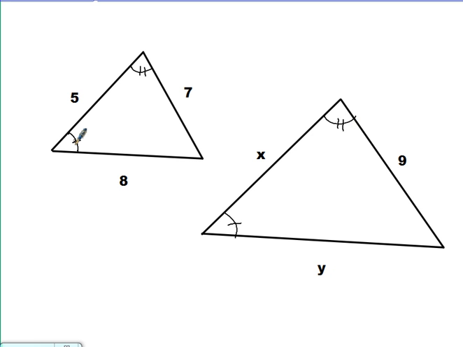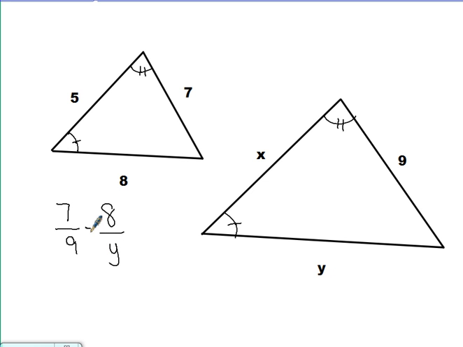All right, so the side across from the angle with 1 tick mark on the small triangle is 7. The side across from the angle with the 1 tick mark on the big triangle is 9. So the ratio of those sides is 7 to 9. Let's look at the ratio of sides across from the angle with 2 tick marks. On the small triangle is 8, and on the big triangle is y. So the proportion is 8 to y.